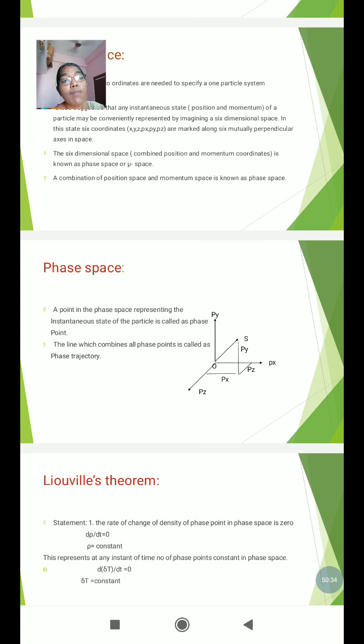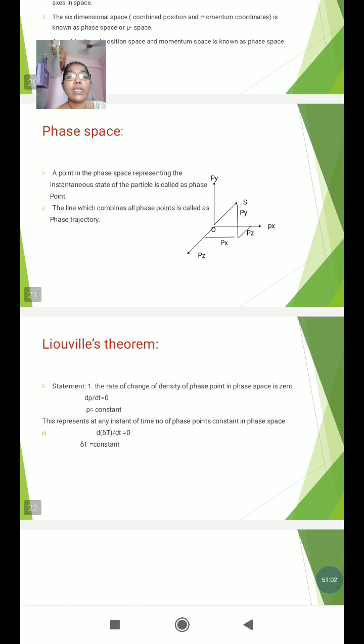In phase space we have so many phase points. By combining all these phase points, you get the phase trajectory, the phase path. The path of the phase points is called phase trajectory. The phase trajectory explains the system's instantaneous positions and momentums; all will be known from the phase trajectory. Next, here we have one significance of phase space: Liouville's theorem.